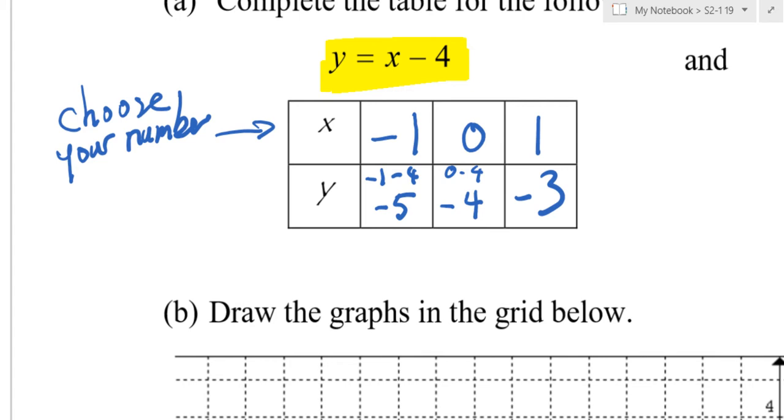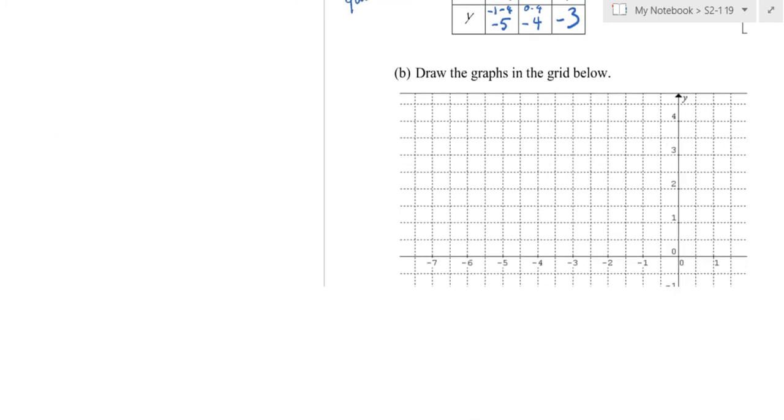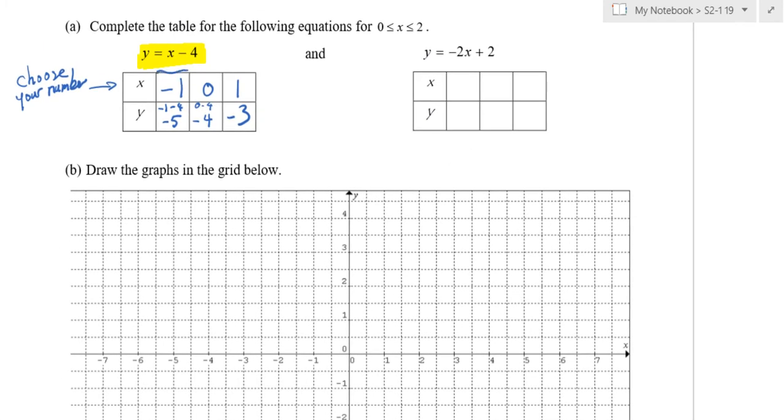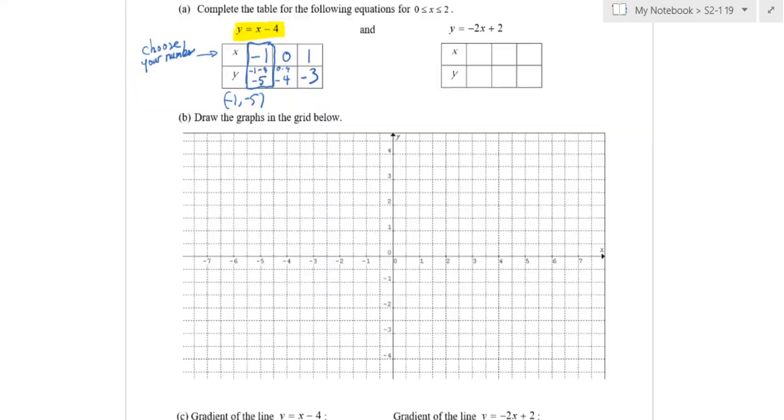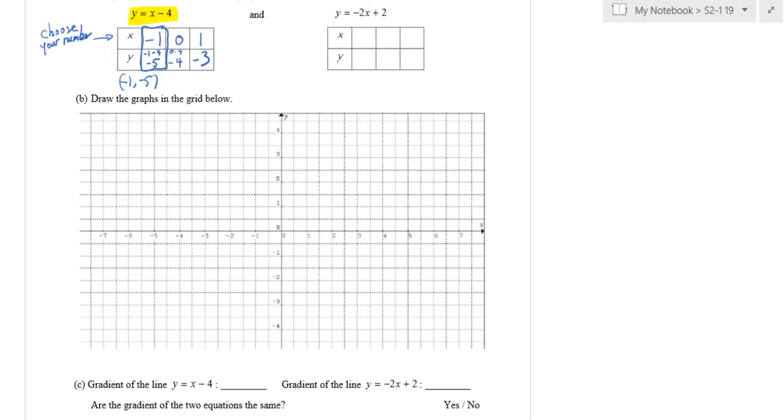I want to draw this on the graph. So I transfer. Can you draw the first one? This box means what? Negative 1, comma, negative 5. Can you plot this on the graph? Where is negative 1, negative 5? Can you plot now?